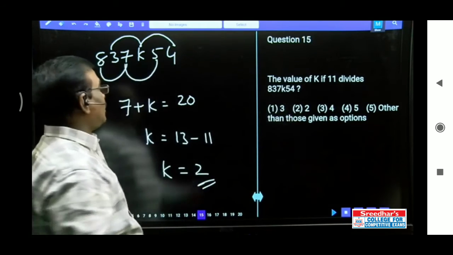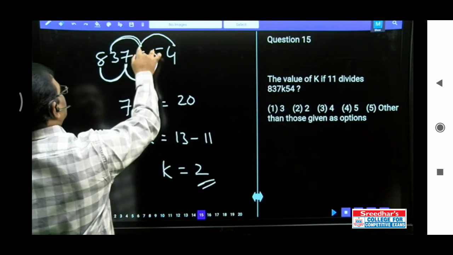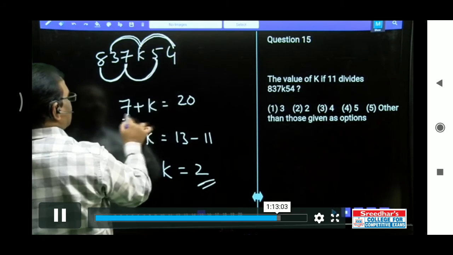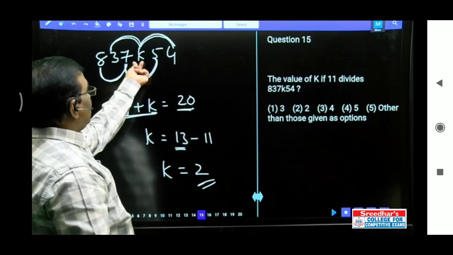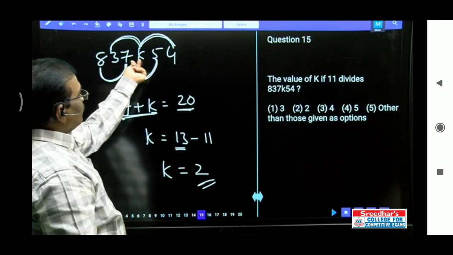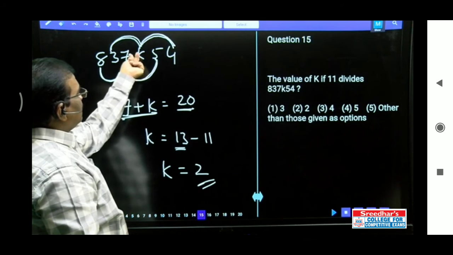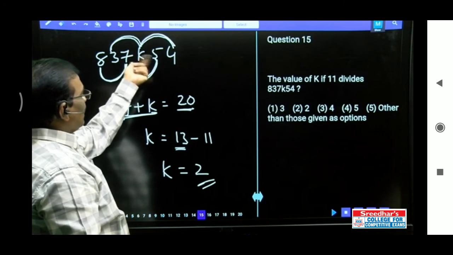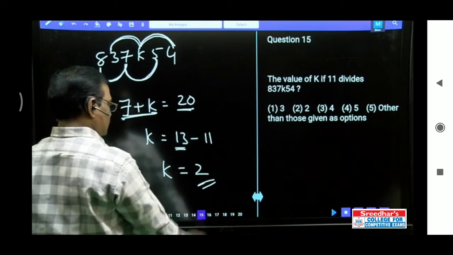Are you clear that? మళ్ళీ ఒకసారి alternate digits చూస్తే 8 plus 7 15, 15 plus 5 20. Another alternate 3 plus k plus 4 and 7 plus k. 7 plus k is equal to 20. Therefore k is equal to 13. Very clear. But k does not exceed 9. 0 to 9 single digit numbers అయి ఉండాలి. You know very well about digits. Okay, 0 to 9 మాత్రమే ఉండాలి. 13 ఉంది, 11 addition, 11 should be subtracted. Therefore the least value of k is 2.